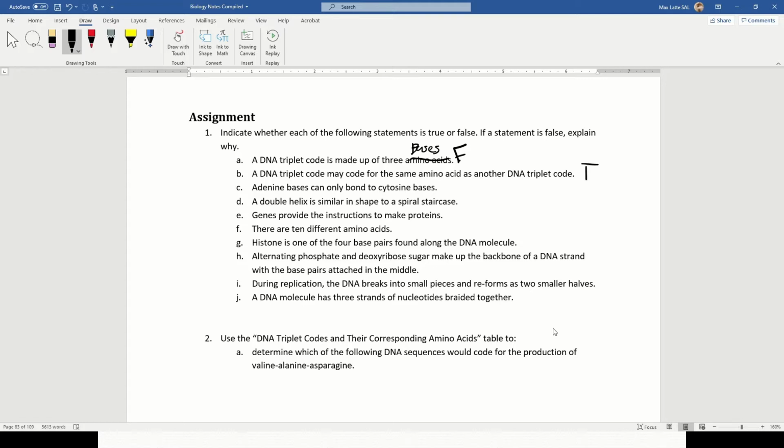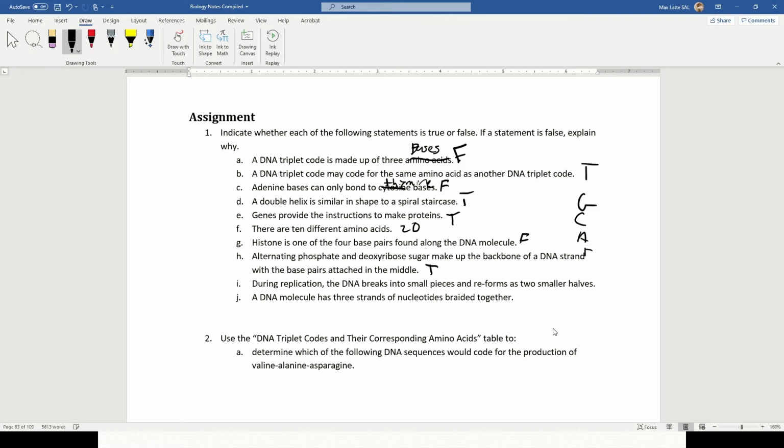Adenine bases can only bond to cytosine bases. G can't. Adenine bonds to, oh, no, not cytosine, this is thymine. So this is false. A double helix is similar to a spiral staircase. Sure. Genes provide instructions to make proteins. Yep. There are 10 different amino acids. I think there's 20. Histone is one of the 4 base pairs. False. A histone is what DNA wraps around.